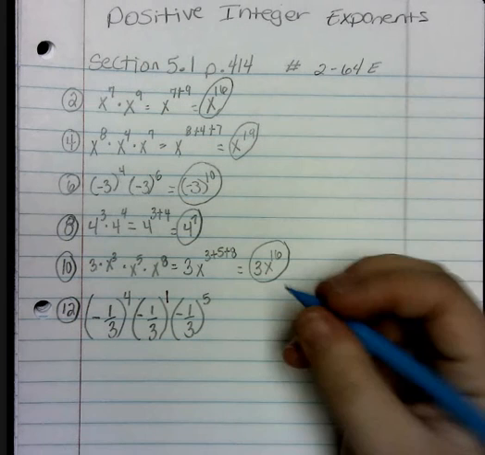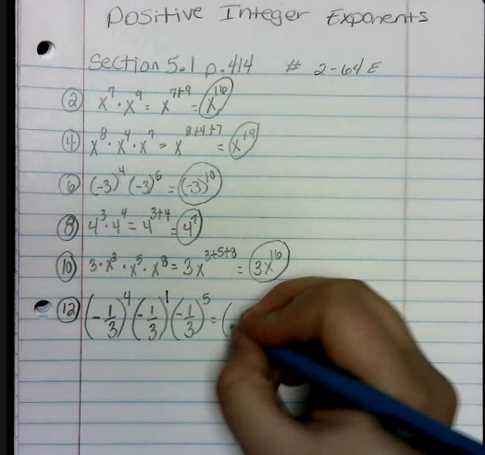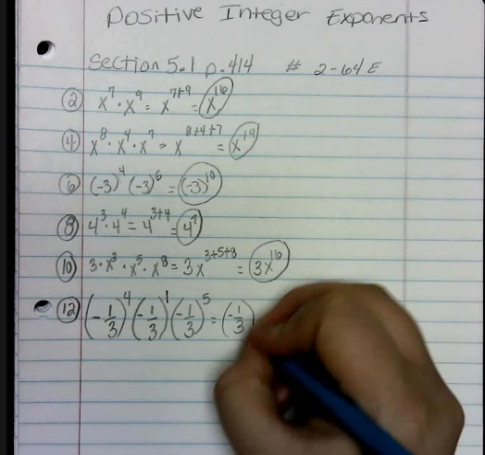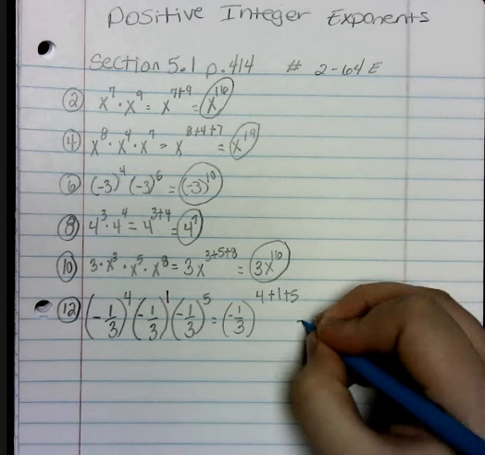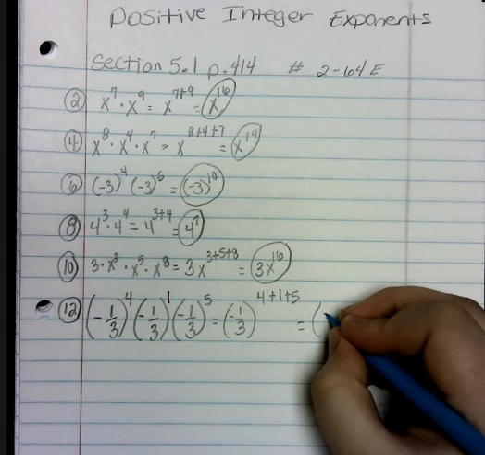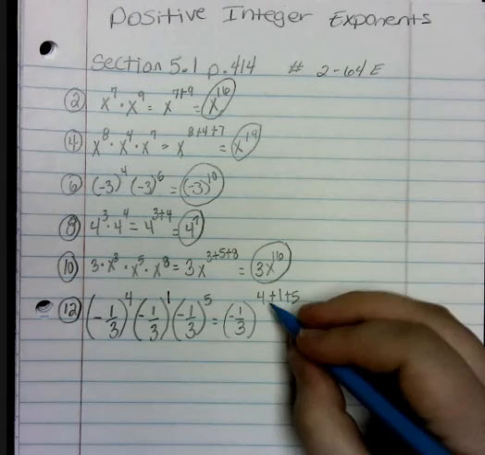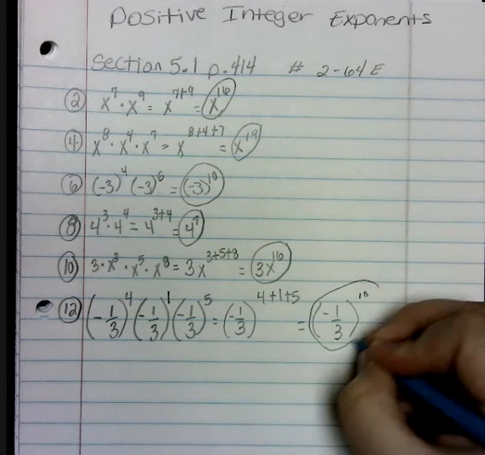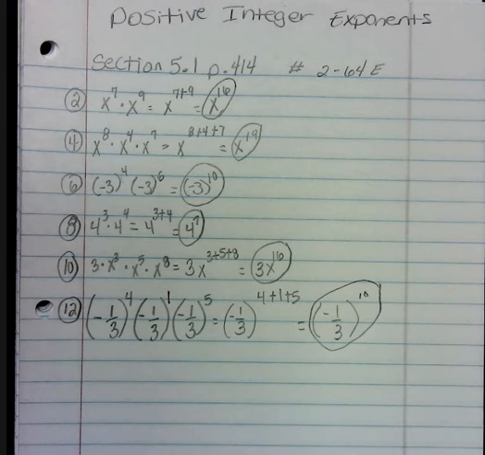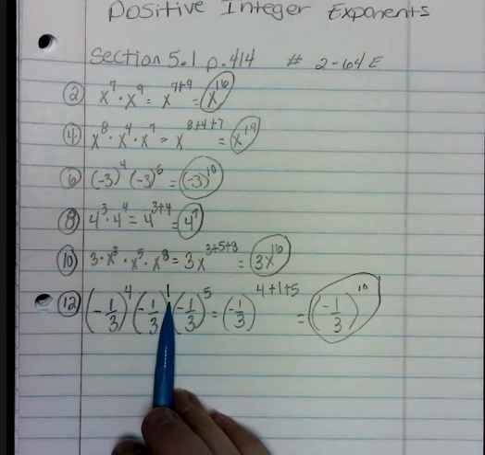So that gives us negative 1/3 to the 4 plus 1 plus 5, which gives us negative 1/3 to the 4 plus 1 is 5, 5 plus 5 is 10. Be very careful that whenever you don't have an exponent, it's best just to write that in there just so you can see that it is an understood one.